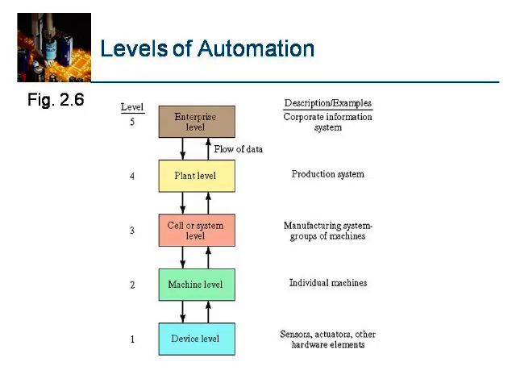The level of automation indicates the level of complexity and also cost, including initial cost. Sensors, actuators and other things fall here. Then machines, which is the machine level, then the manufacturing cell, the production system, and then the total manufacturing facility, which is the enterprise level.